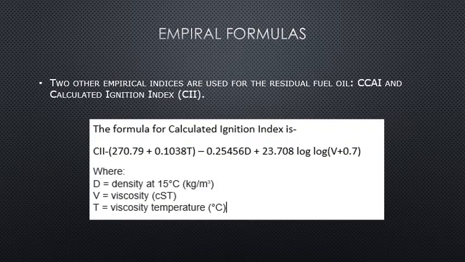So moving on with the empirical formulas for the CCAI and CII, these are the formulas. For the CII, it is 270.79 plus 0.1038 T minus 0.25456 D plus 23.708 log of V plus 0.7, where the parameters are D equal to density at 15 degrees Celsius in kg per meter cube, V is the viscosity of the fuel, and T is the viscosity temperature.